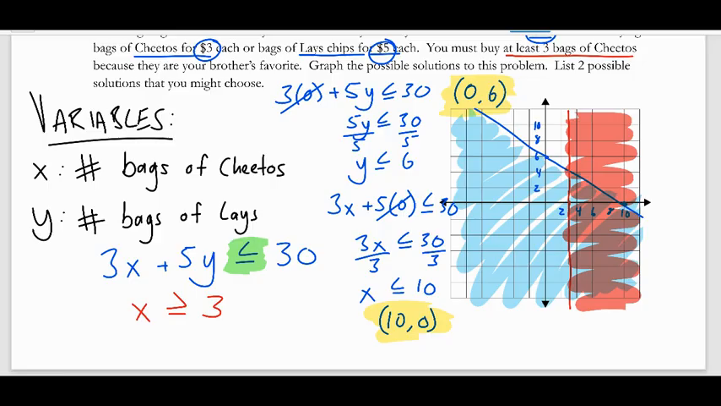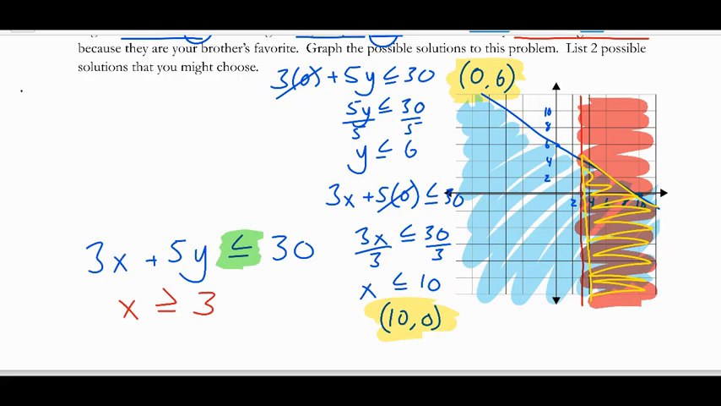Okay. Now it's asking us to list two possible solutions that you might choose. Given both scenarios, where they overlap is a possible solution. So in this area over here, this is where my possible solutions are. Okay. So I can choose any two variables from that graph area. All right, two possible solutions is anywhere in this yellow area.